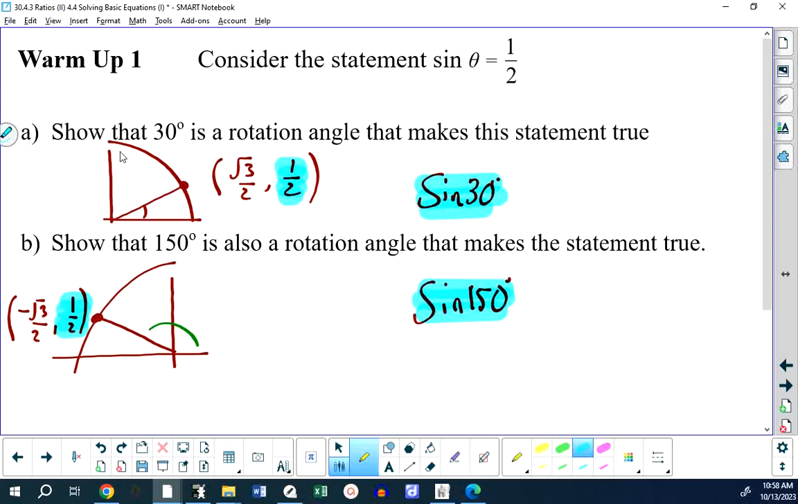But are there other angles that would have sine of theta equals 1/2? Can somebody give me another angle other than 30 or 150 where sine of theta would still be 1/2? 390. How'd you get that? Add 360 to 30. Right. So you're still landing in this same location. You're just saying, well, I'm going to go around 360 plus another 30. This is back to the whole trip being different, but the destination is the same. There are only two destinations here that have that sine value.